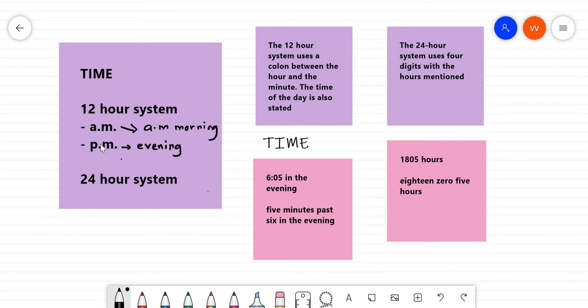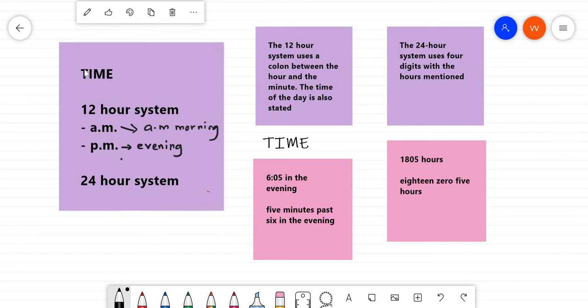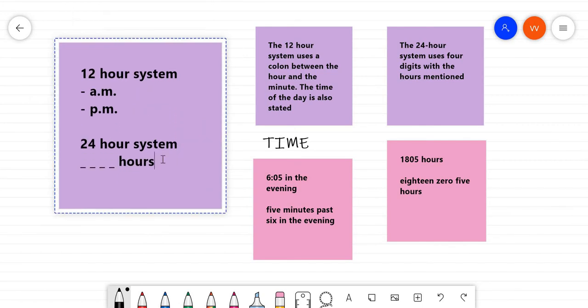For the 24-hour system, you will see there are 4 numbers with the word hours behind the time. So it shows you the 24-hour system. Okay, let's move on to here.